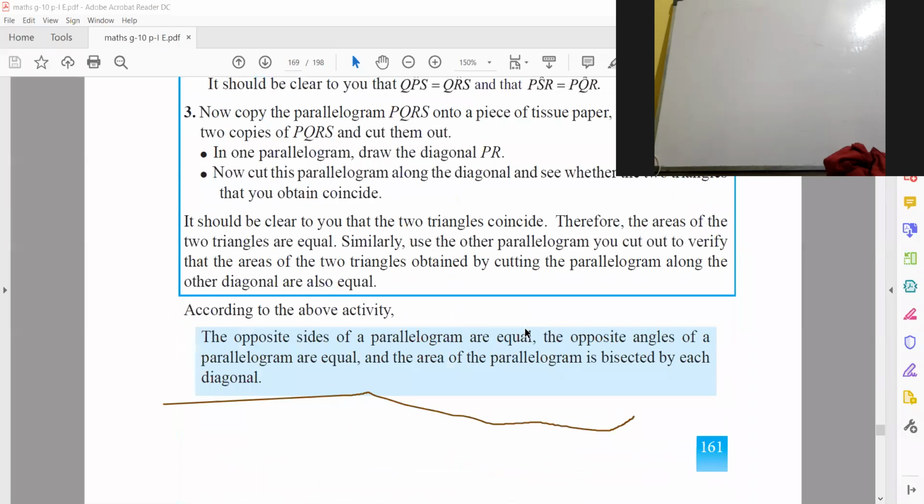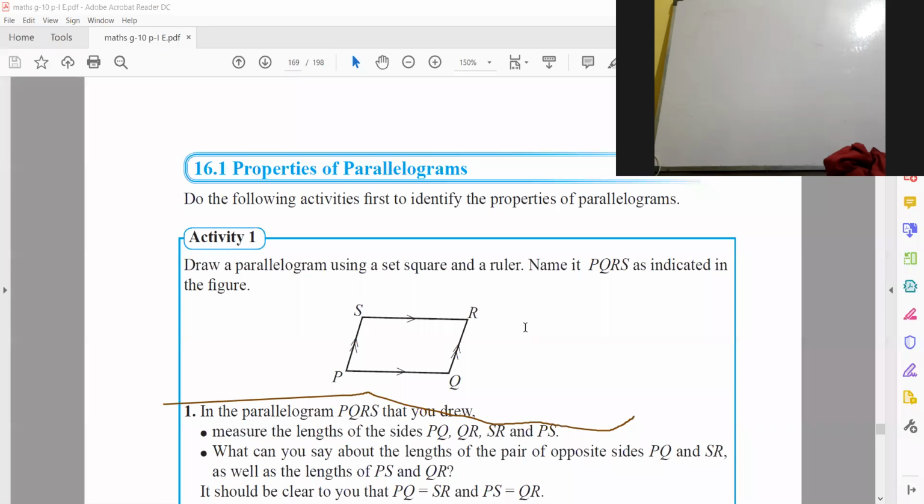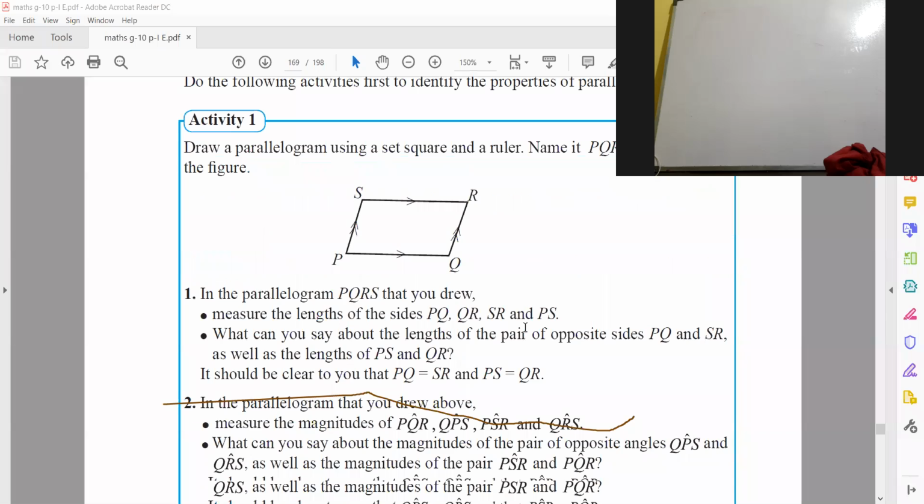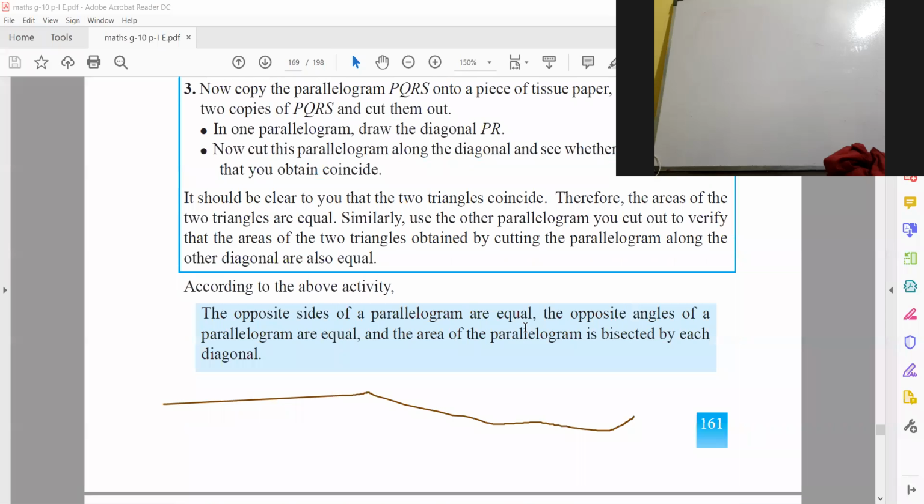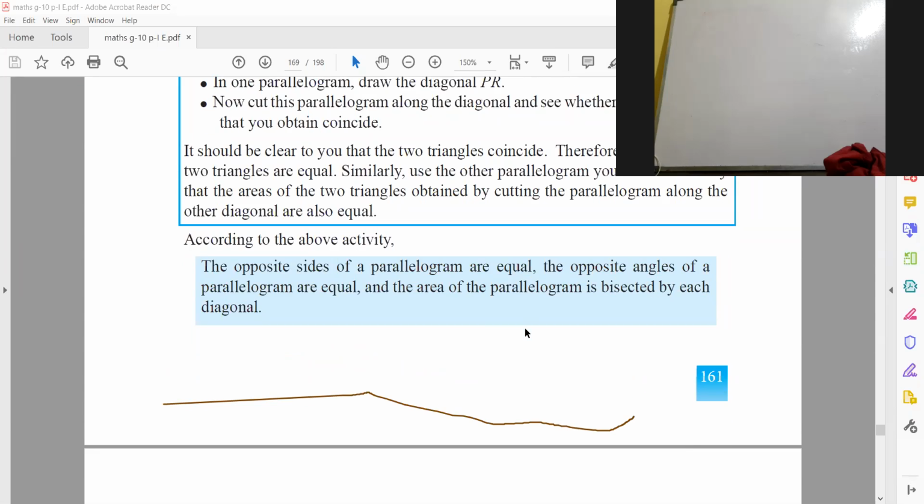Now let's talk about properties of a parallelogram, right? There are certain properties of a parallelogram that you must remember when a question is given to you saying that there is a parallelogram in a diagram, to solve the question, right? These properties are shown on the screen now, this shared screen.